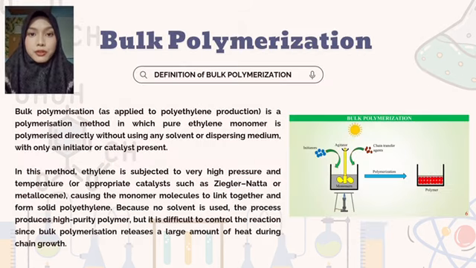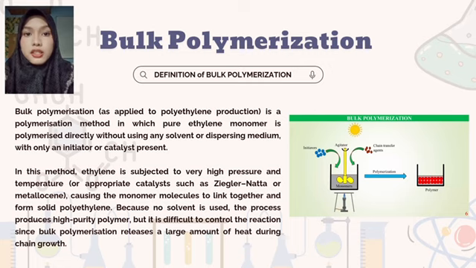Next up, we go to the first polymerization method, which is bulk polymerization. Bulk polymerization, as applied to polyethylene production, is a polymerization method in which pure ethylene monomer is polymerized directly without using any solvent or dispersing medium, with only an initiator or catalyst present.